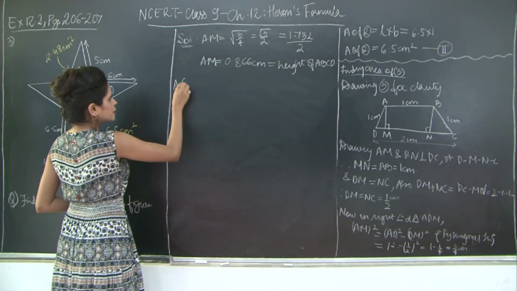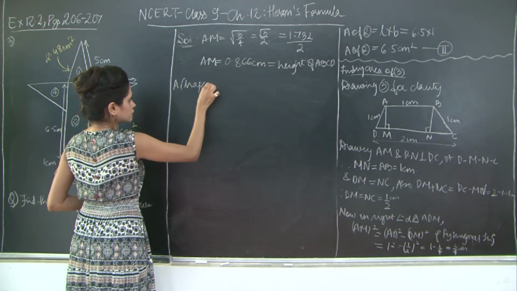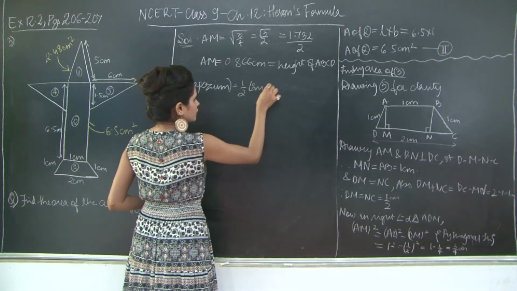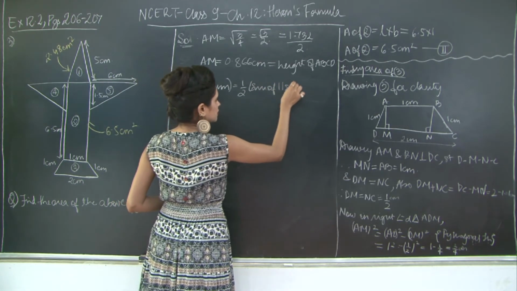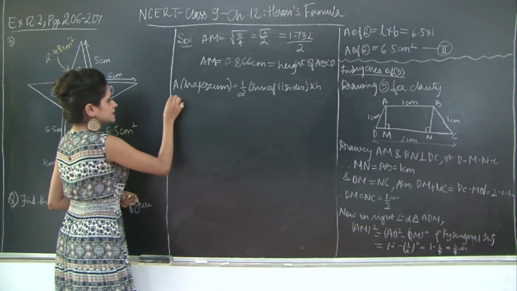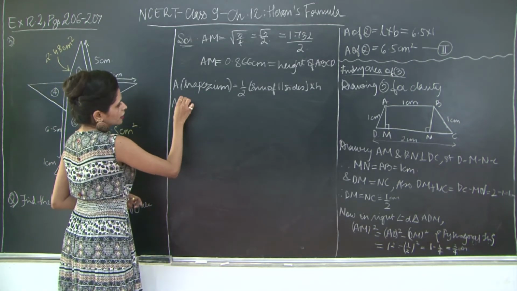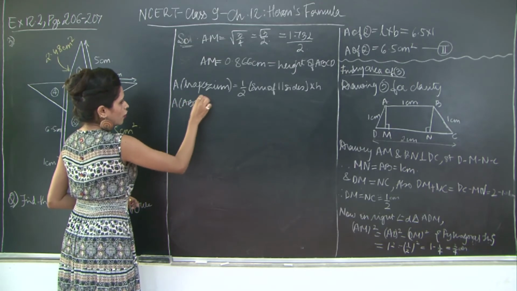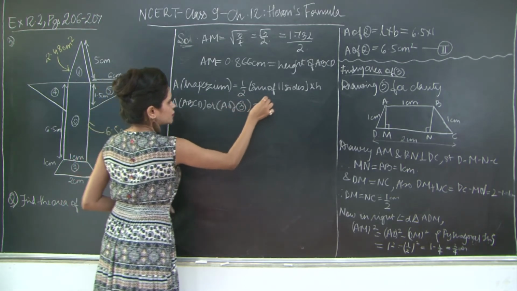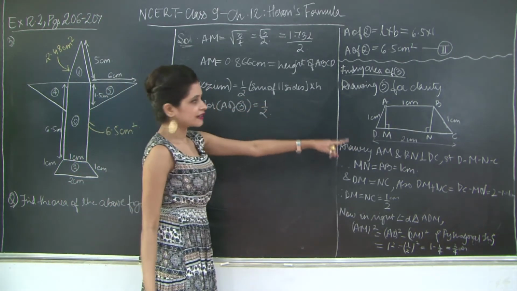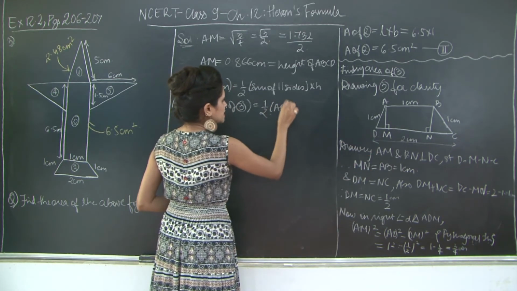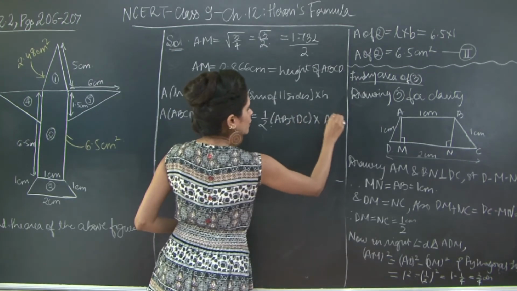Now, the area of a trapezium is equal to half into the sum of parallel sides into height. So which is your trapezium in this case? It is the area of ABCD, or area of 3, right? Which is half into the sum of parallel sides. The sum of parallel sides would be AB plus DC, right? Half into AB plus DC into AM, which is the height.